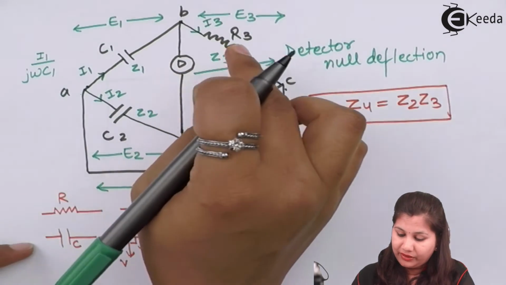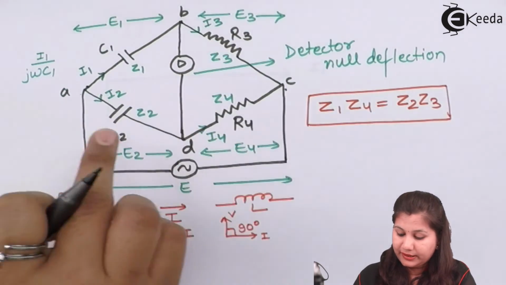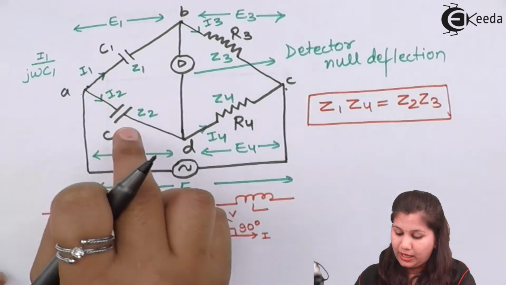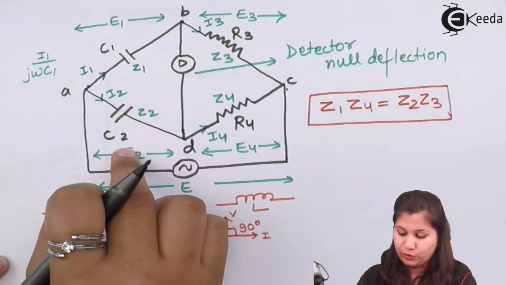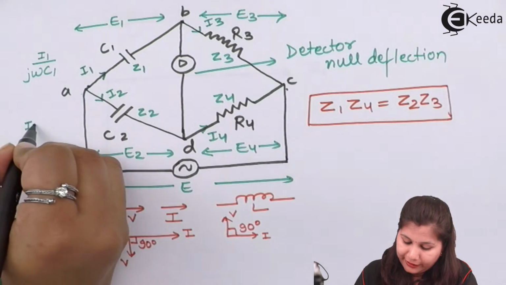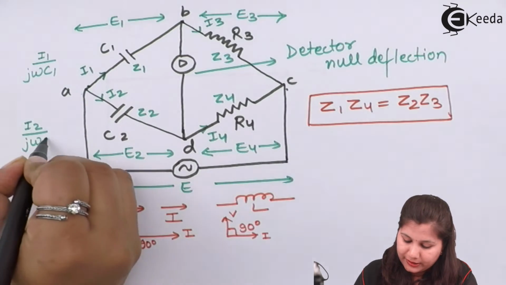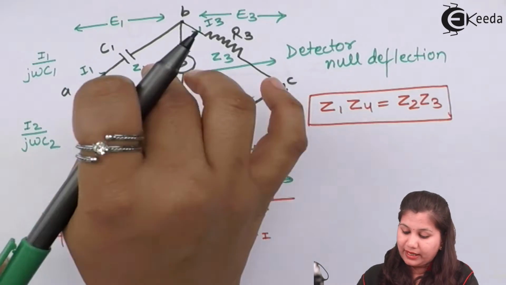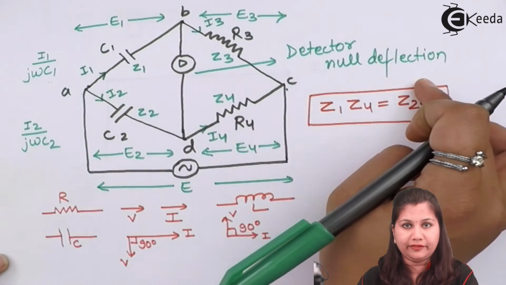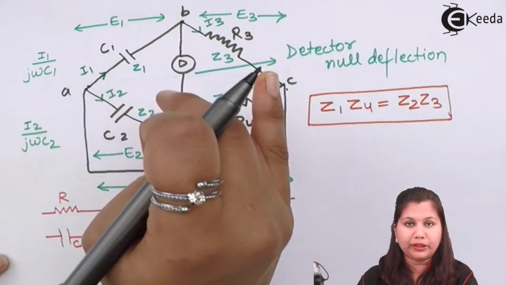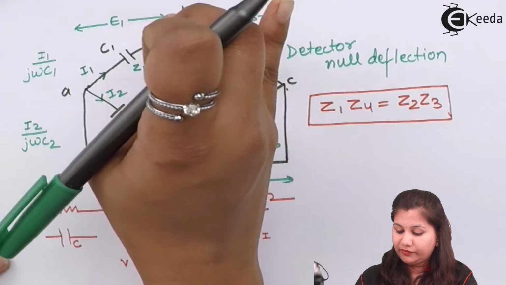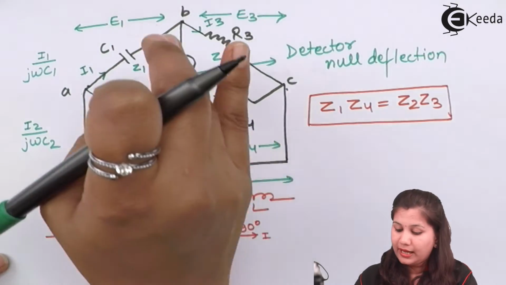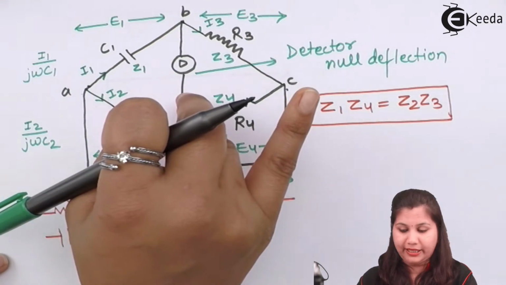Now next we have the AD arm. Here we have the current I2 and the capacitor is C2. So the voltage drop will be I2 upon j omega C2. Now when this bridge is balanced, the detector will give us null deflection, which means there is no potential drop, or we can say that B and D are at the same potential, and no current is flowing through this detector.